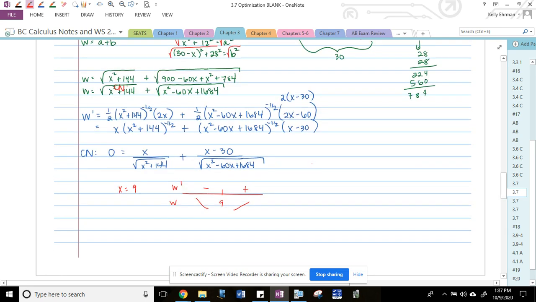So place stake 9 feet from 12-foot pole for minimum wire length.